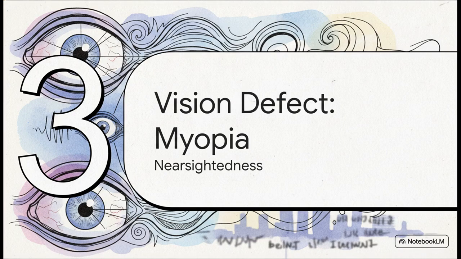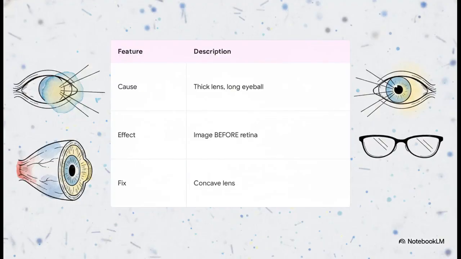Section 3. Vision defect, myopia, nearsightedness. So, what happens when this amazing hardware fails? Let's start with myopia. Myopia basically means your near vision is perfectly fine, but anything in the distance becomes a total blur. The primary cause here is often that the eye's lens has developed excessive curvature. Basically, it's become too thick and too powerful. Or sometimes, the eyeball itself is simply a bit elongated from birth.